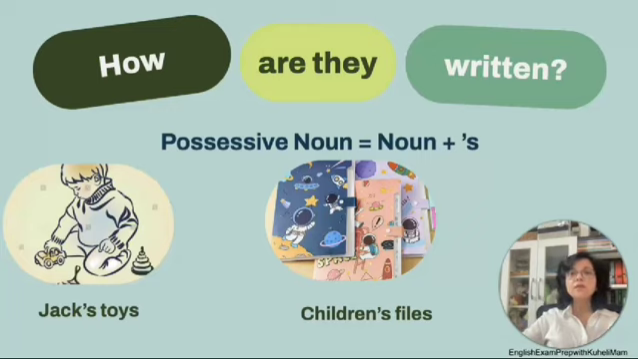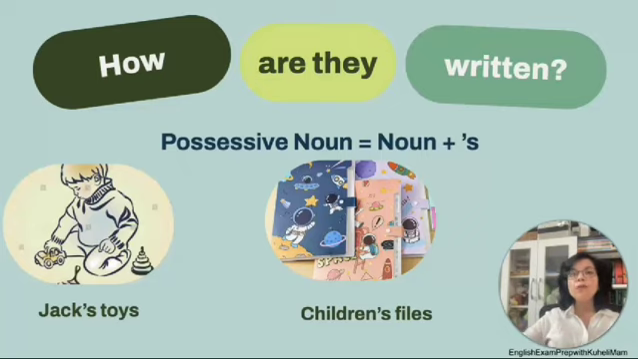So it must be clear to you how possessive nouns are expressed. They are expressed just with the addition of an apostrophe S behind them, as in Jack's toys. There are two nouns here, Jack and toys. How do you know that Jack is the possessive noun? Because it has apostrophe S right behind it, which clearly indicates that Jack has the ownership of the toys.